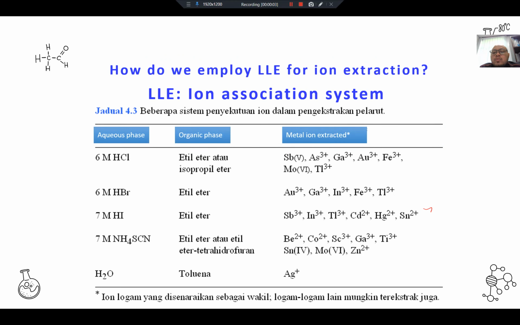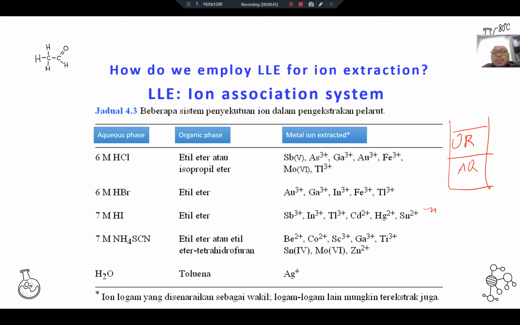Alright, so it's not necessarily that LLE is only suitable for organic compounds. It can also be performed on ions. So here is the system. But for ions, you need to be very careful with the pH. Certain pH might not be suitable for the extraction, while certain pH will be suitable for that particular extraction. So if you look over here, here is the organic phase, here is the aqueous phase.